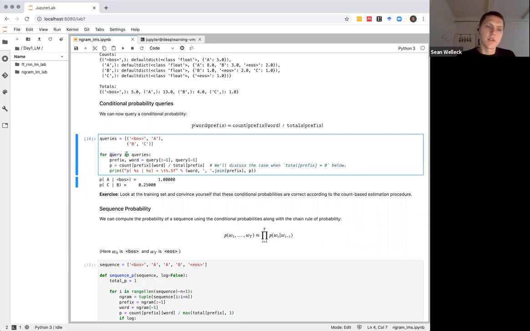Okay, so now here we're just looping through each one. And we're going to get some prefix and some next word. And then here is finally where we're implementing this formula. So we're saying that the probability is equal to this count of the word following the prefix divided by the total number of occurrences of that prefix. And then here, this is just some formatting to print out what is the probability.